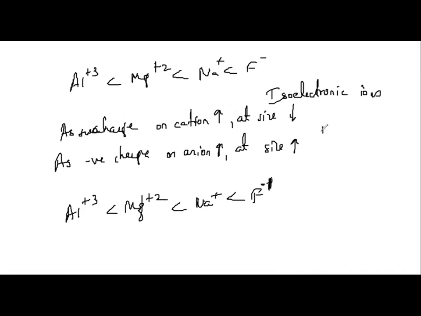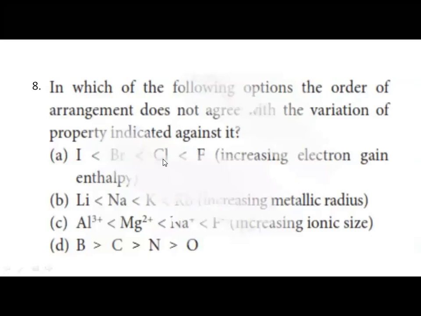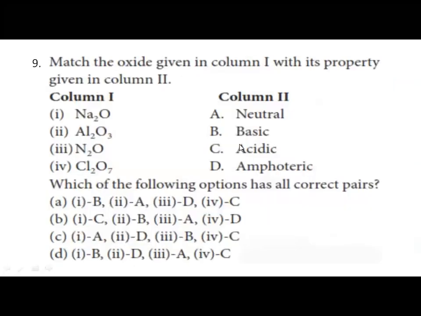And atomic sizes across the period: boron has more atomic size than carbon, which has more atomic size than nitrogen, which has more atomic size than oxygen. So the first one is the incorrect match. Fluorine's electron gain enthalpy is less than chlorine's. Yes, that is incorrectly matched.